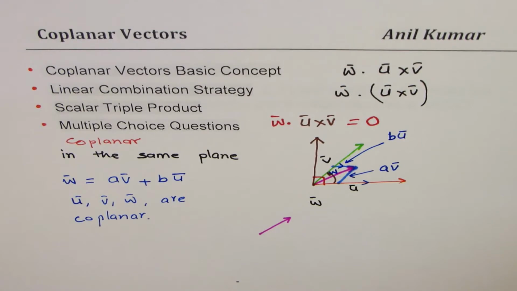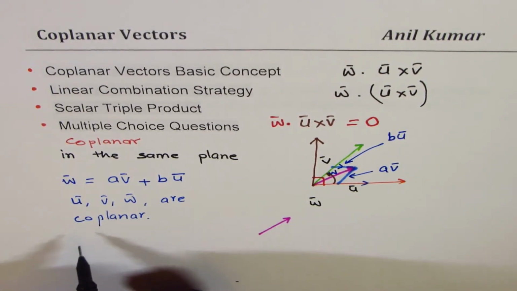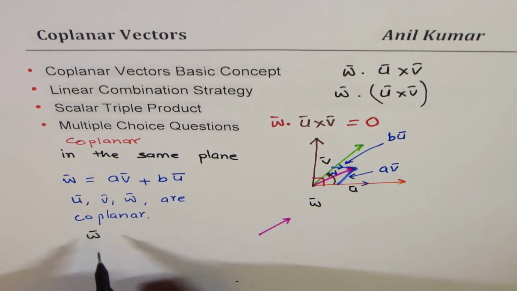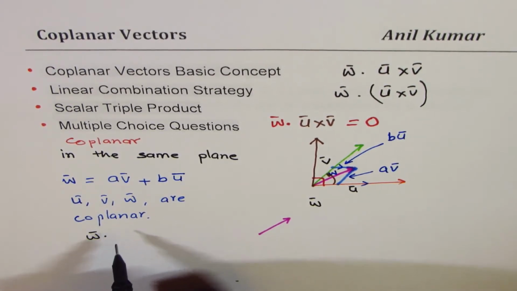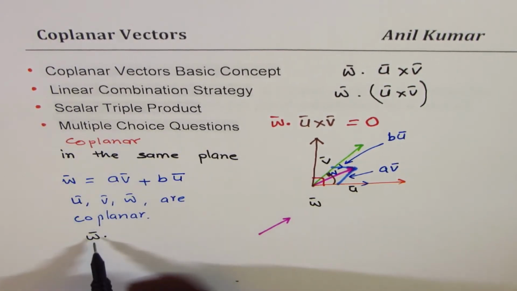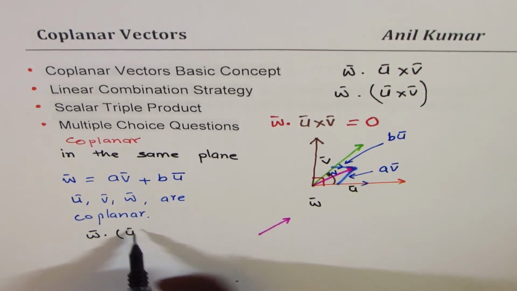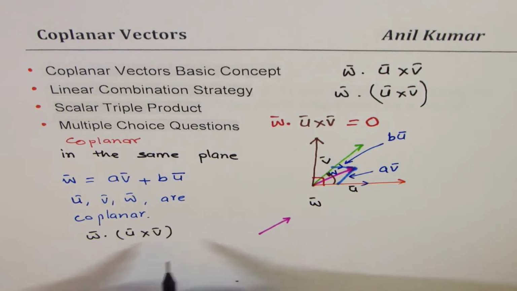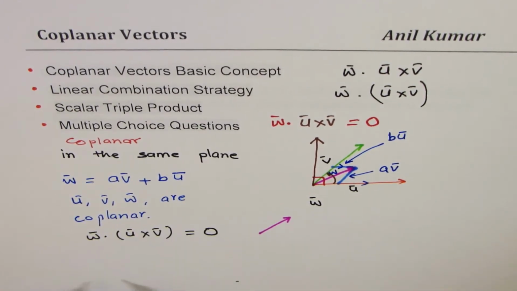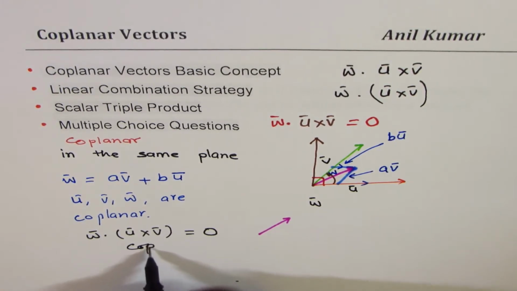So another way to figure out whether the vectors are coplanar or not is to figure out the triple product, which we call the scalar triple product. So the dot product of W with the cross product of the two vectors. If that is 0, that means the three vectors are coplanar.